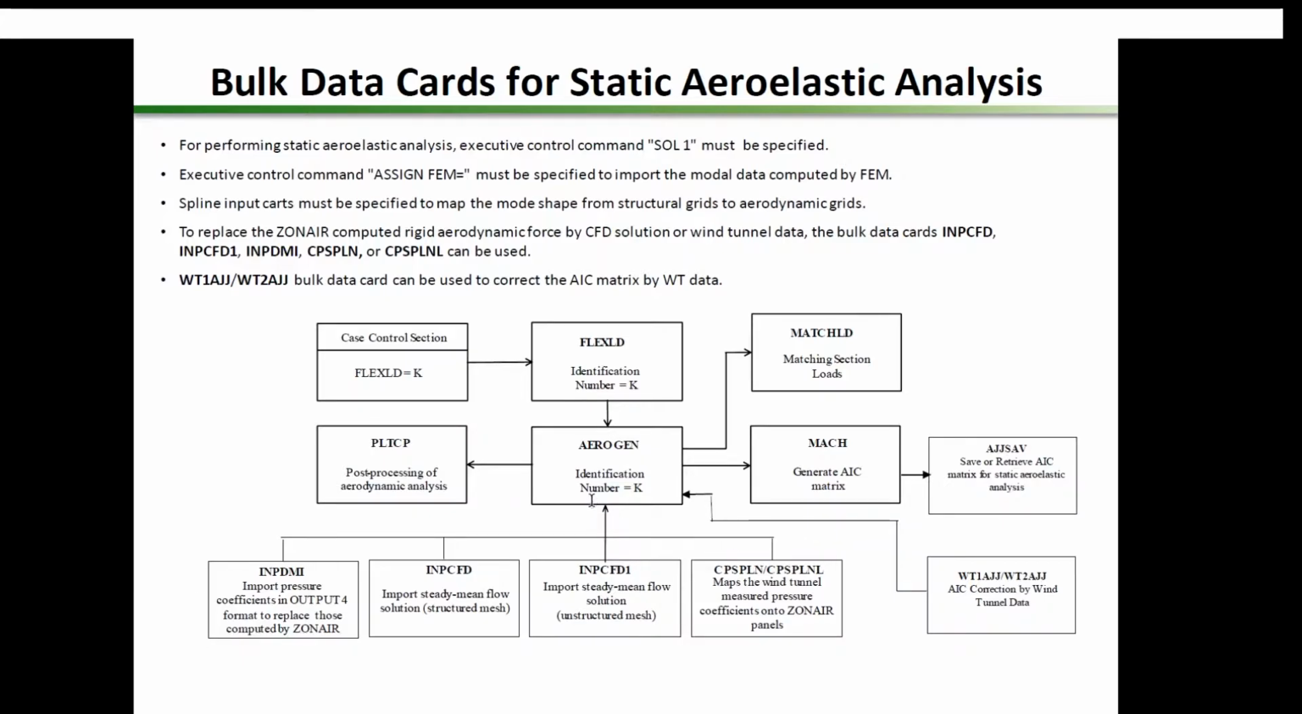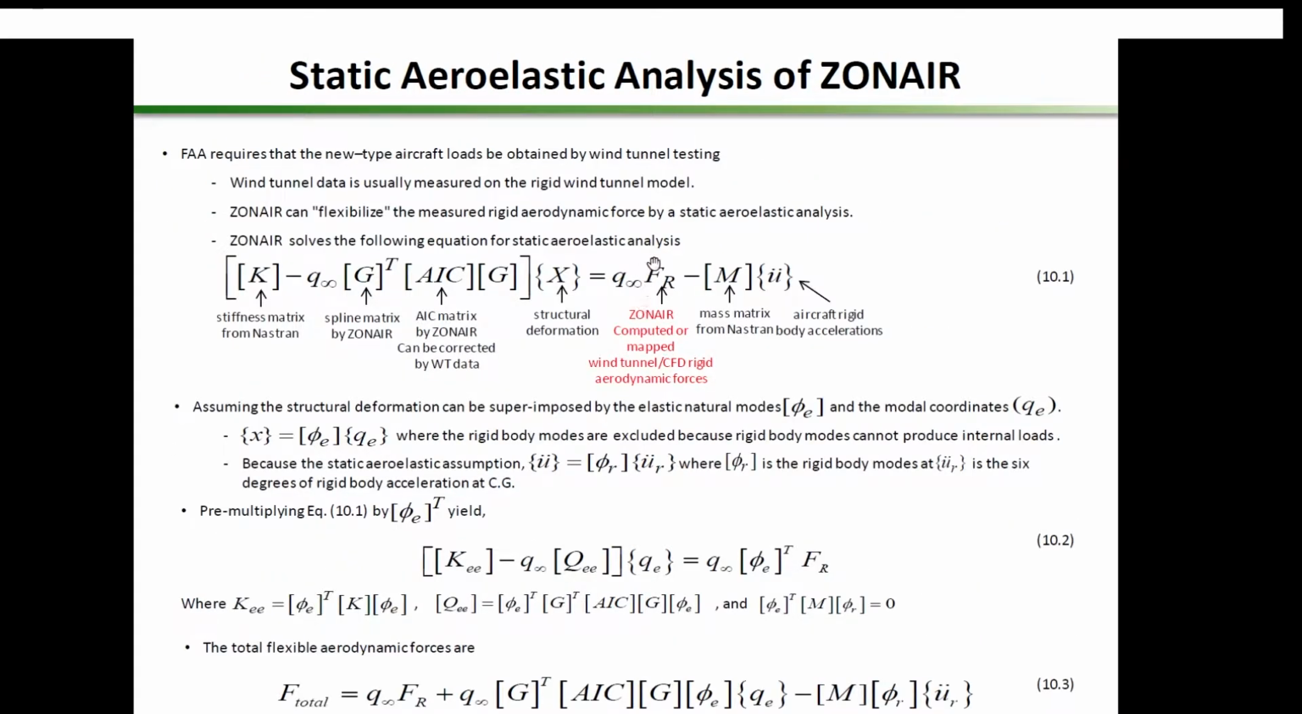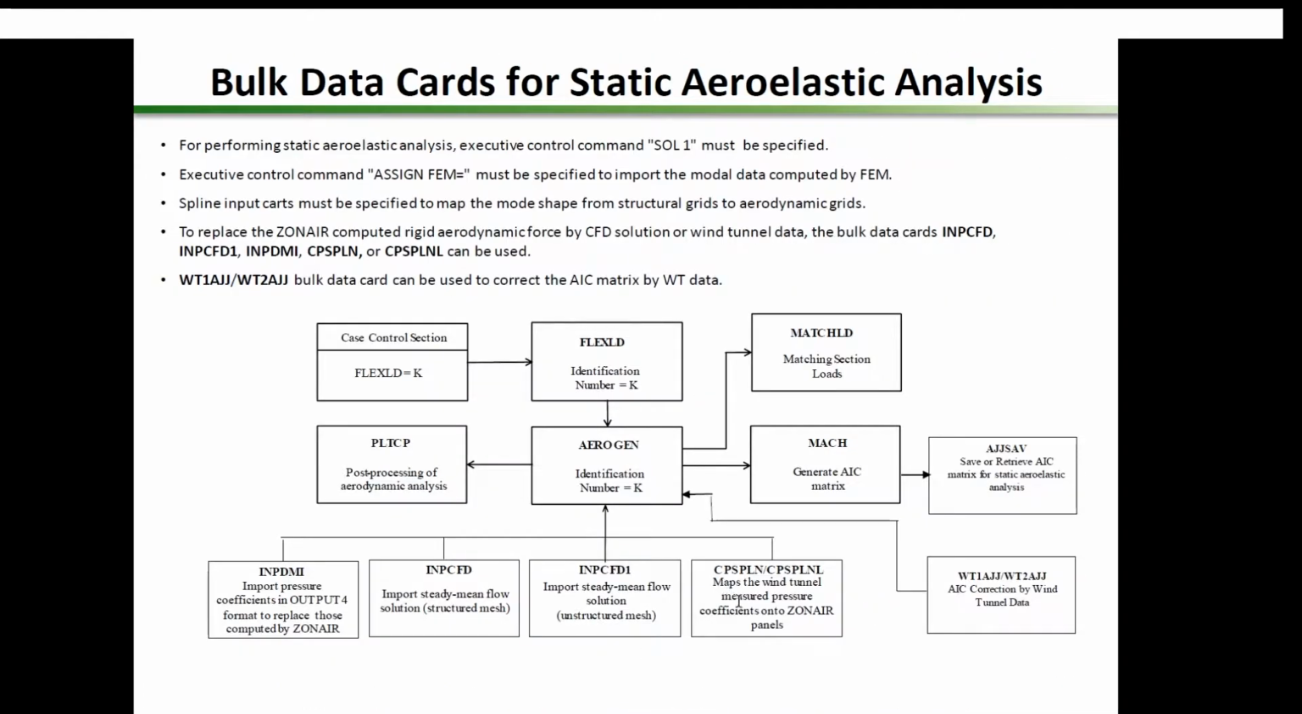Okay. At this moment, you can use the IMP-CFD1 to import the CFD computed CP at the same flight condition of the aerogen card. Therefore, you replace this computed by ZONAIR with CFD, or you can use CP splines or CP spline L to interpolate the wind tunnel measured CP to the ZONAIR model.